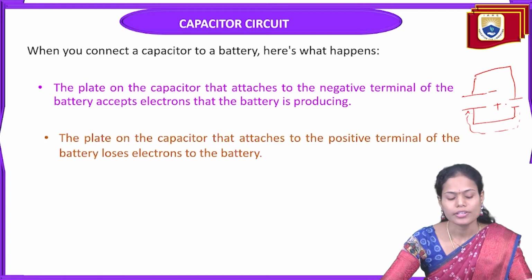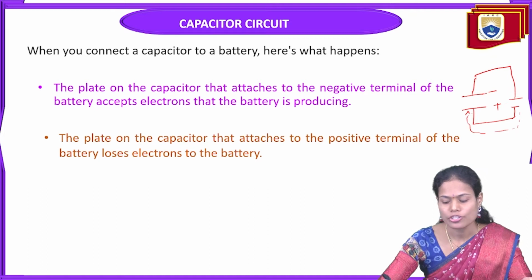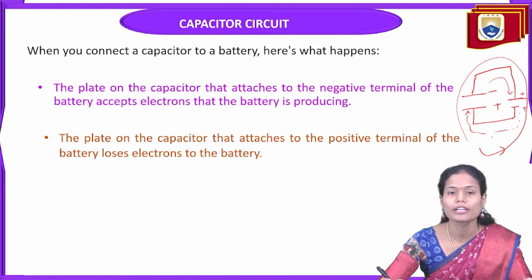Next, the plate of the capacitor attached to the positive terminal of the battery loses electrons to the battery. Why? Because these electrons are attracted towards the positive terminal of the battery. In this way, a closed circuit is formed, and the capacitor can store the charge in the form of the flow of electrons. That is due to the application of the battery voltage to the capacitor.